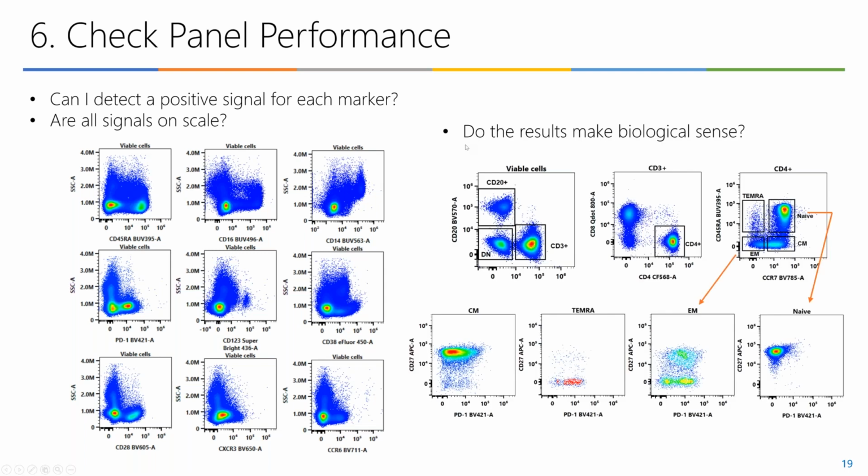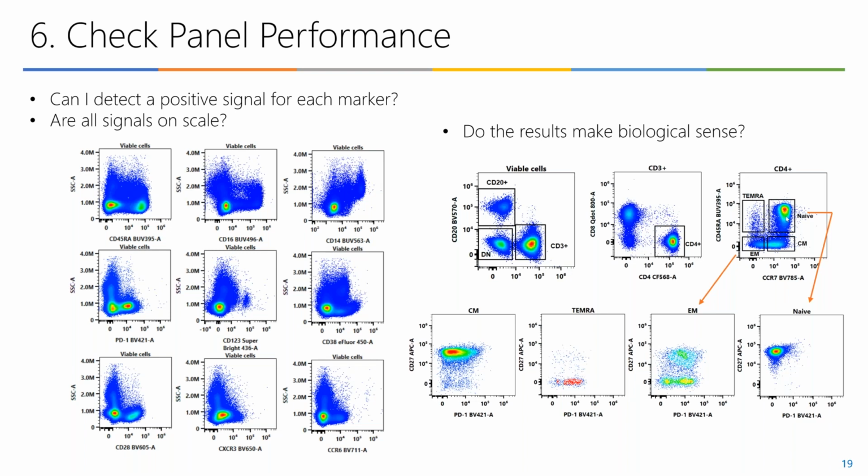In addition to that, make sure that the results make biological sense. Use your controls, either biological controls added to the data set or your internal controls. For example, if you are evaluating T cells, CD3, CD4 positives, and then define the memory subsets using CD45RA or CCR7, we get the 4 subpopulations.